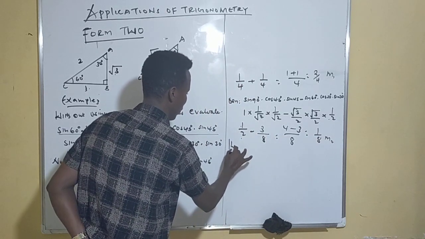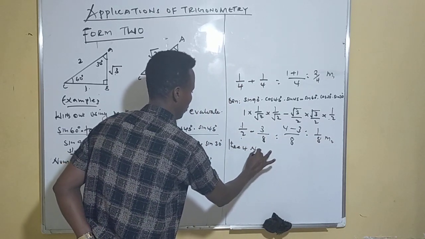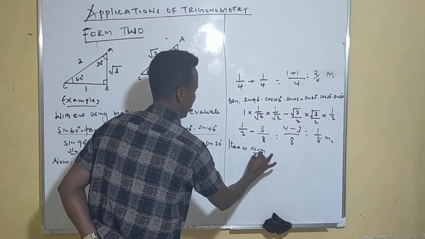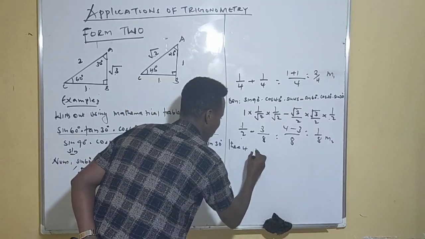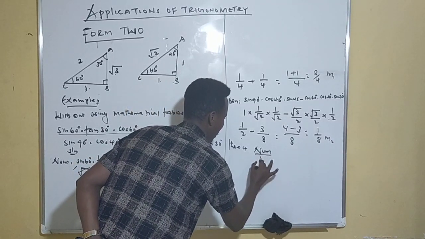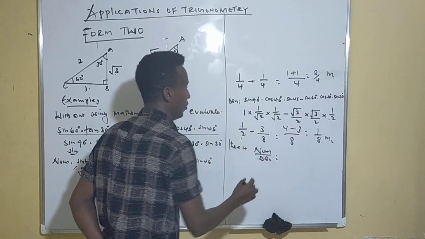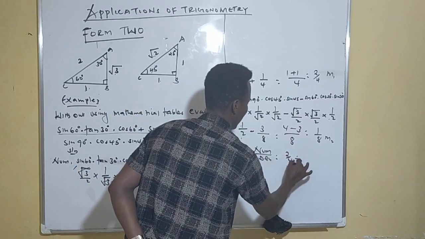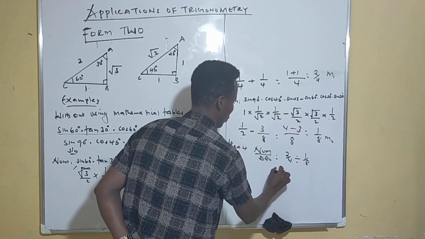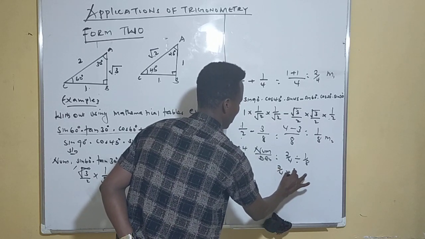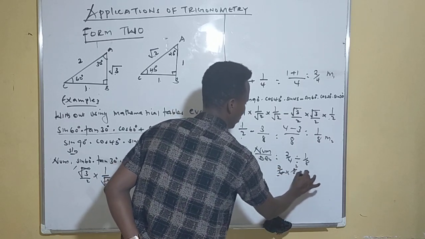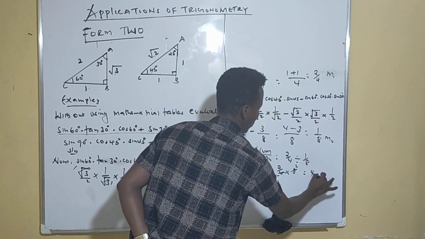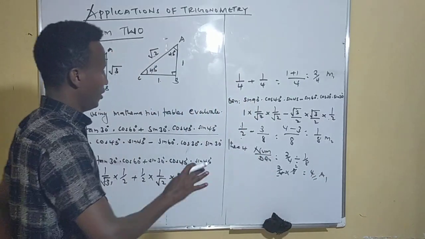Then you're going to say therefore, numerator over denominator. That's numerator divided by denominator, which is 2 out of 4 divided by 1 out of 8. So it will be 2 out of 4 times 8 by 1. 8 by 4 is 2, and the final answer is 4. That is the end.